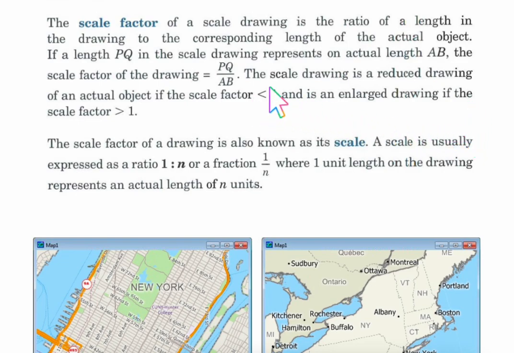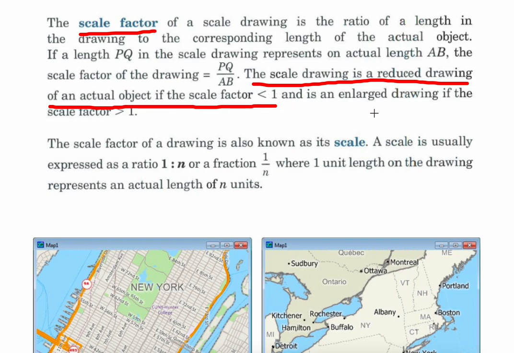We're going to talk more about that, but basically you have to remember that a scale factor is like that legend, that key that tells you how it corresponds to the actual object. The scale drawing is a reduced drawing of the actual object if the scale factor is less than 1. So if it's a fraction or a decimal, then you know that this scale drawing is smaller than the actual object. Conversely, if the scale factor is larger than 1, then it's an enlarged drawing. You're taking something small and making it bigger.